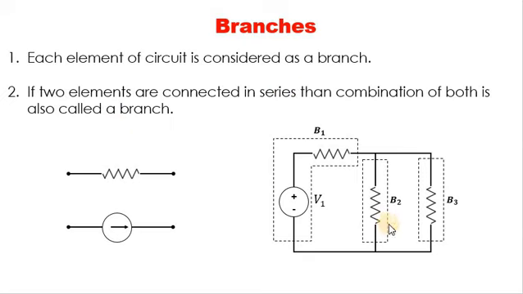For example, this single resistance here is a branch, okay, and this resistance here is also a branch, B2 and B3, and this series connection of this V1 and this resistance here is also a branch because they are in series with each other. So this whole combination is also a branch here.